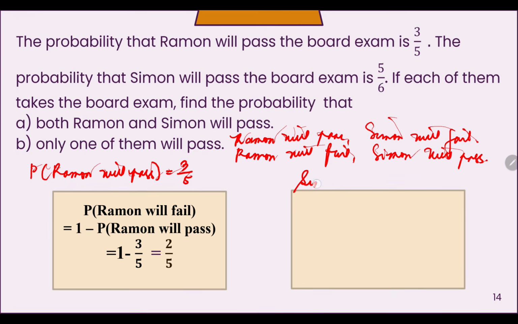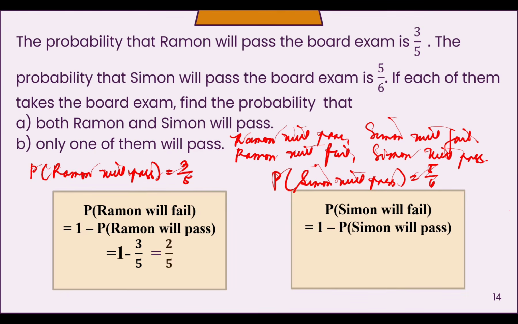Let's take that of Simon. What is the probability that Simon will pass? Again, it's given in the problem to be 5/6. So what then is the probability that Simon will fail? Again, we take the probability that Simon will pass away from 1, we will be arriving at, of course, 1/6. So we will see Simon has a 5/6 chance of passing and 1/6 chance of failing. Let us answer making use of this information.